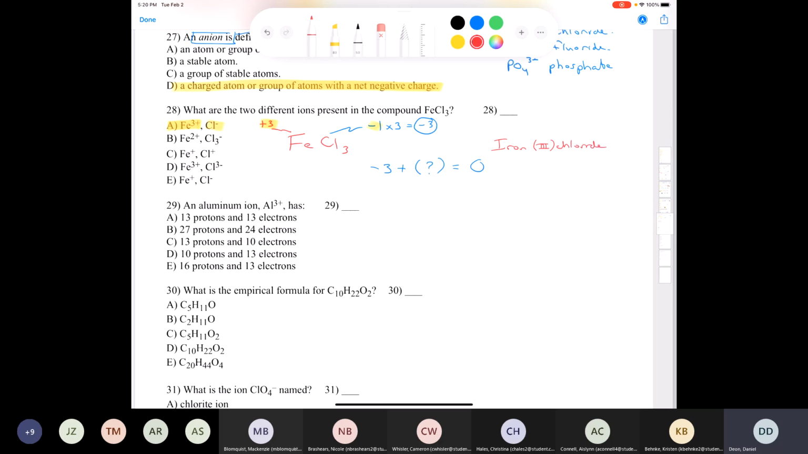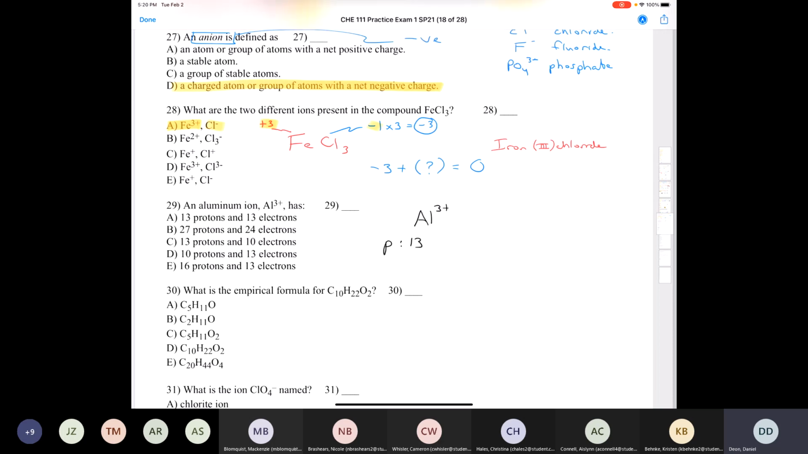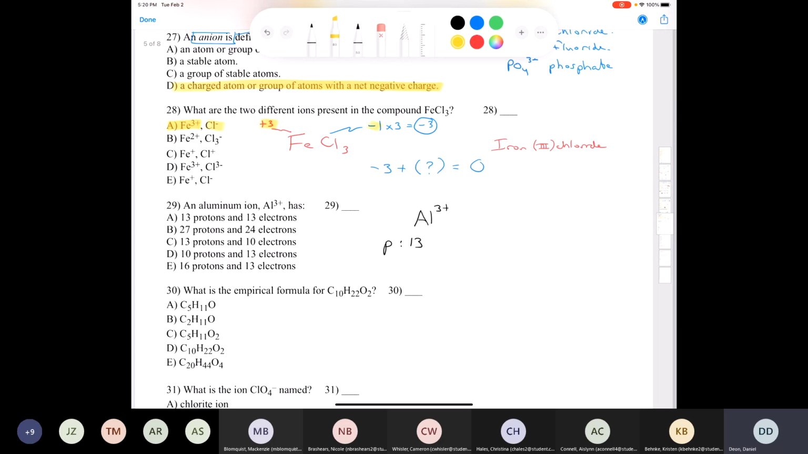Okay, question 29. It says an aluminum ion, Al3+, has, and you can see that all the answers involve the number of protons and electrons. So why don't we figure that out? If we have aluminum with a 3+ charge, the number of protons should be pretty easy to figure out because the atomic number gives us the number of protons. If we look on the periodic table, you'll see that aluminum is element number 13. So that means that aluminum has 13 protons. So the possible answers out of this list are A and C, right?